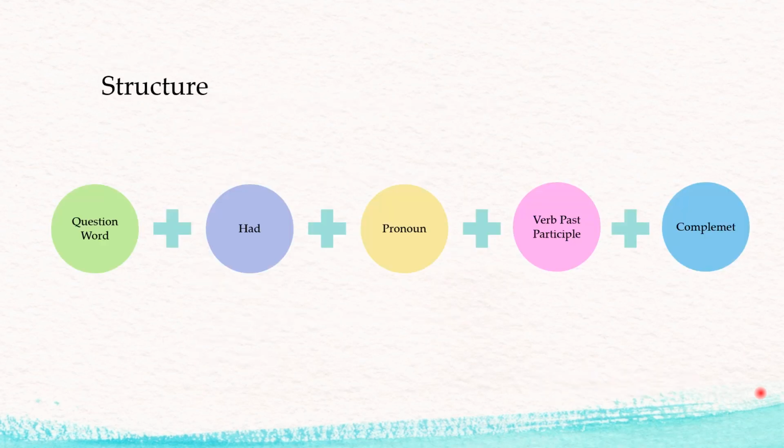Let's observe here the structure. In the first, we have question word, then the auxiliary had, then our pronoun, then the verb in past participle, and then the complement.